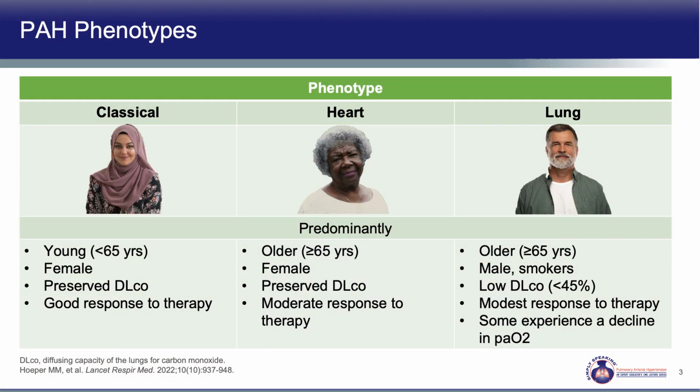The most common non-standard PH patients are older than 65, with a higher proportion of males, and they often have several cardiovascular comorbidities, such as obesity, diabetes, systemic hypertension, coronary heart disease, or a lung phenotype with a smoking history and low DLCO, and they are more hypoxemic.